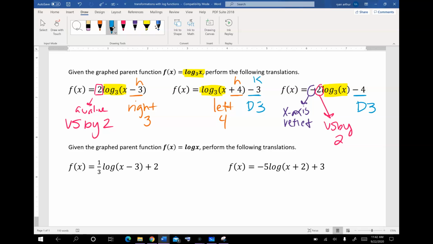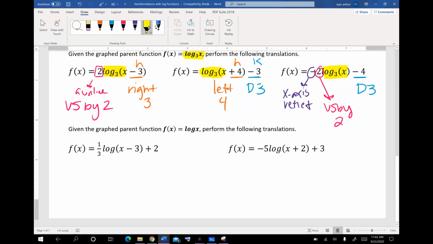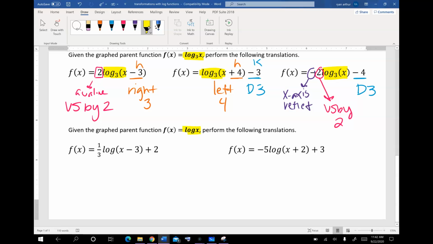All right, so 2 more examples. Again, my parent function is log x. If there's no base, it's an understood 10, but we don't have to worry about that right now. So I'm highlighting my parent function. Now let's name those transformations. So there's no negative, but there is an a value. The a value is less than 1, so it's a vertical compression by 1/3. Then inside is a minus 3, which is your h value. That's going to be right 3. And then you have your k value at the end, which means we went up 2.